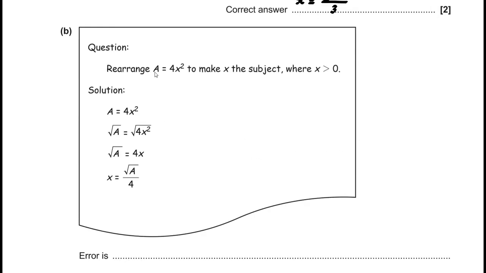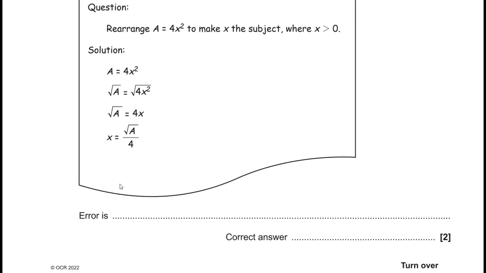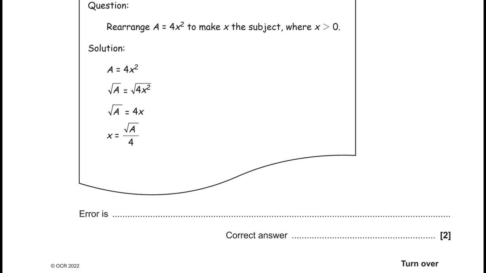Next, we have to rearrange a equals 4x squared to make x the subject where x is greater than 0. Well, we start off with a equals 4x squared, then they've square rooted, so they've got the square root of a equals the square root of 4x squared. Now, they've written the square root of 4x squared as just 4x. So when we come to talk about the error, the square root of 4x squared is 2x. So the correct answer should be x equals square root of a over 2.